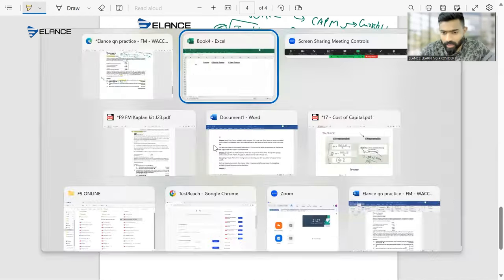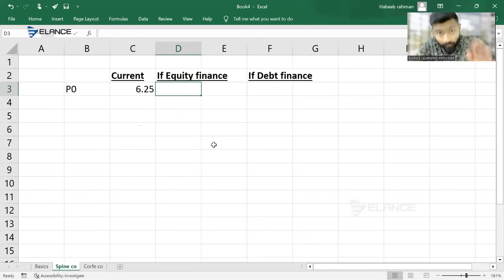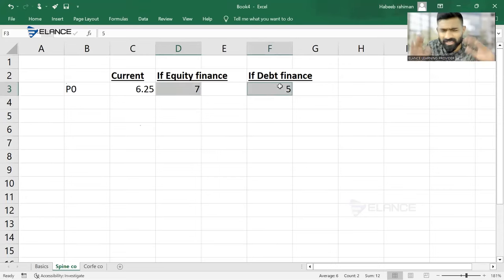Okay. So the current shareholders' wealth per share is 6.25. Due to equity finance, let us assume this increased to 7, and due to debt finance, this decreased to 5. Current share price is 6.25. After equity finance, let us assume the share price increased to 7. Due to debt finance, assume it decreased to 5.